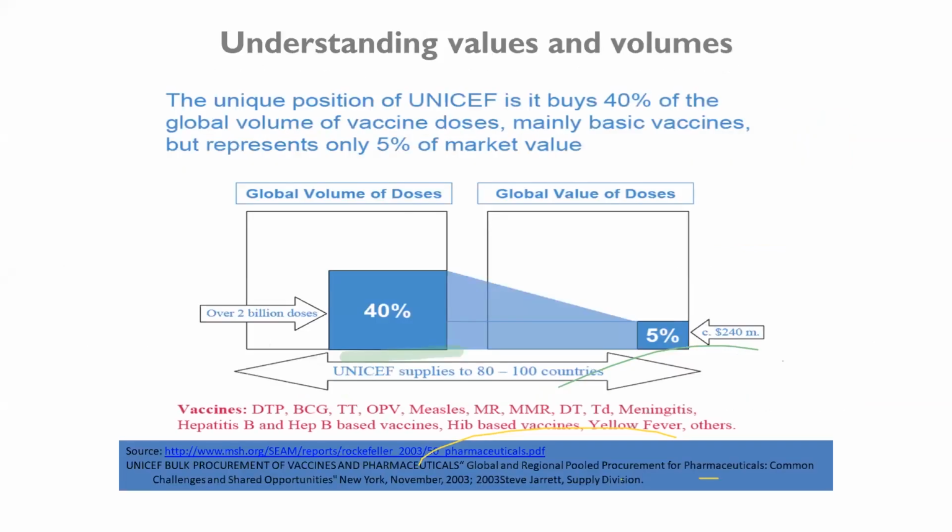Just to emphasize this point around values and volumes, it doesn't just apply to India, it applies to all the global figures. If we look at the case of UNICEF, the United Nations Children's Fund, it buys by value just 5% of the global vaccine market. Well, that's very small. It's not really significant. But because UNICEF buys low-cost generic vaccines, that accounts to 40% by volume. So UNICEF buys nearly half of the total global production of EPI vaccines, but it's only 5% by value.